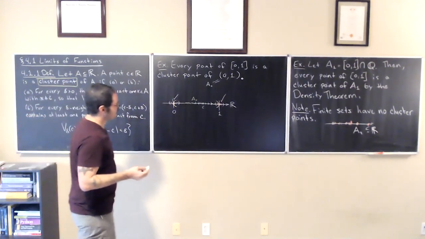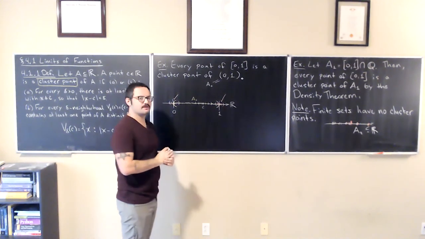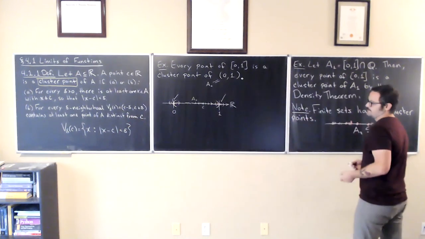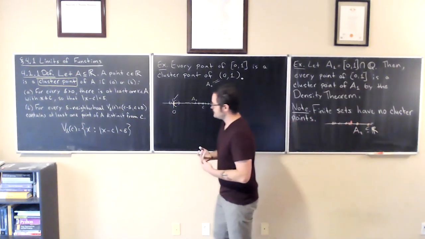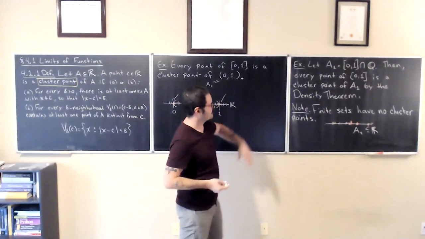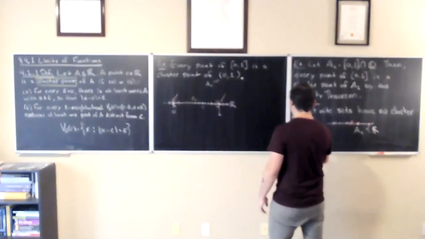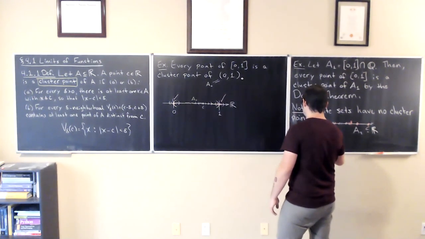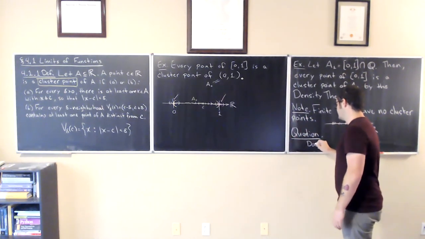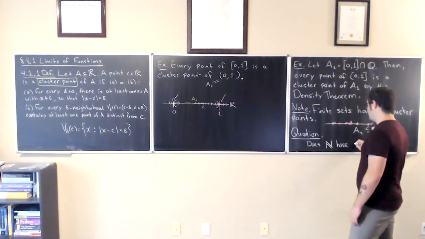Okay. So it's very similar to another notion called a point of accumulation that you might encounter in another real analysis textbook. So I encourage you, now that you have the definition and we've seen some examples, maybe I'll leave you with a question before I finish the video. Does the set of natural numbers have any cluster points?